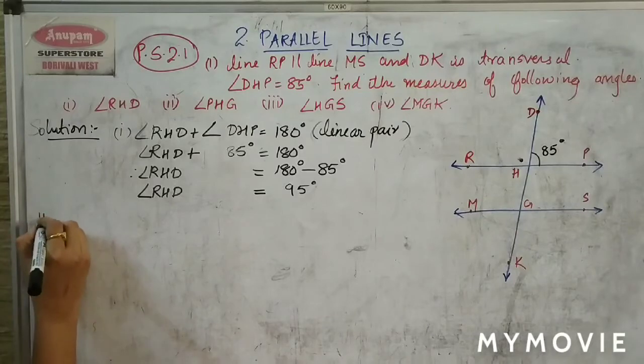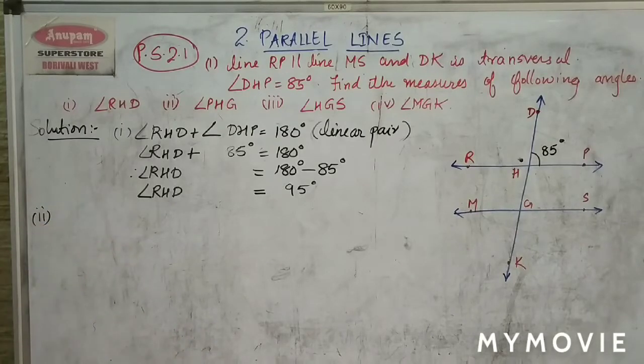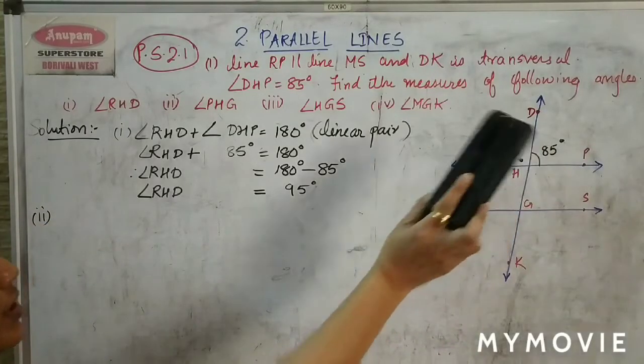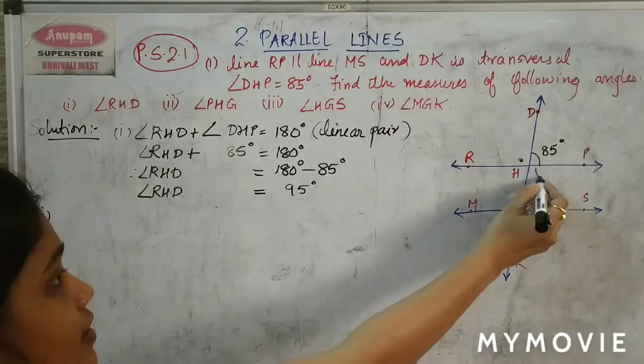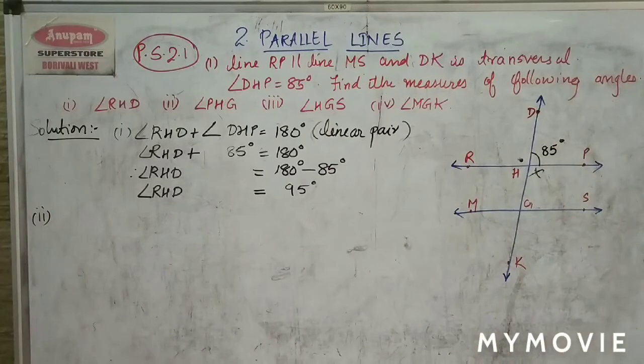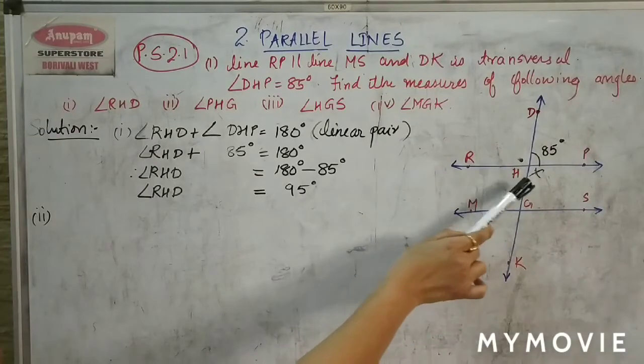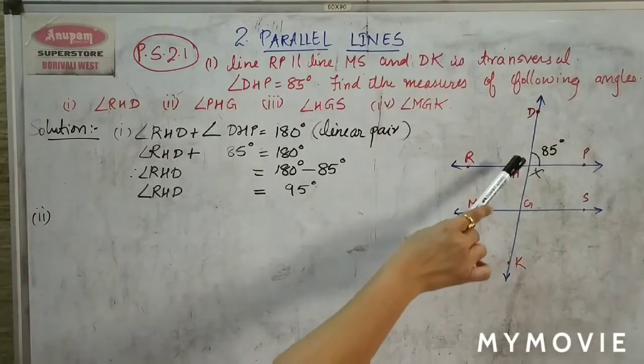Now the second one. Let us check which angle they are talking about. Now angle PHG. Let us check where angle PHG is. So in this figure, angle PHG lies here. Yes, angle PHG lies here. So now how will I find it out? See, we just found out angle RHD, which is 95 degrees.